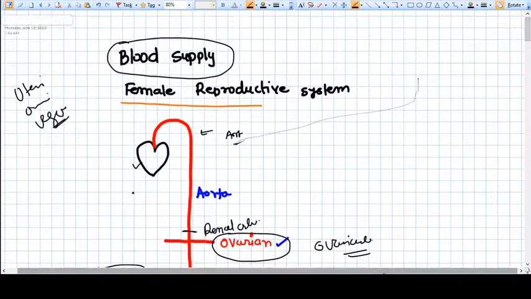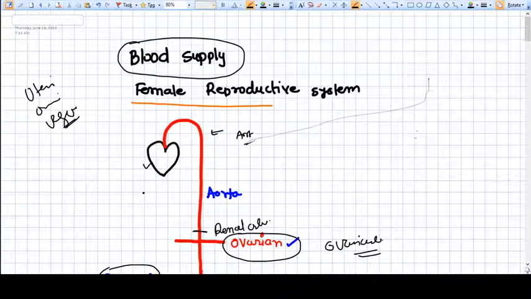So this is how the blood supply of the female reproductive system happens. The main branch is what? The internal iliac artery. And again, if we talk about division, in particular the anterior division of the internal iliac artery. The anterior division of the internal iliac artery is the main artery for the female reproductive system. Thanks for understanding.